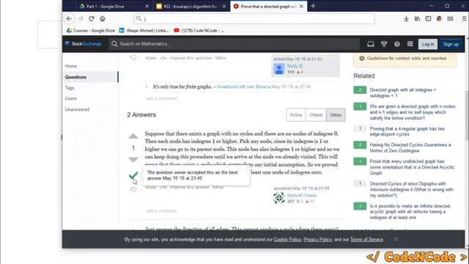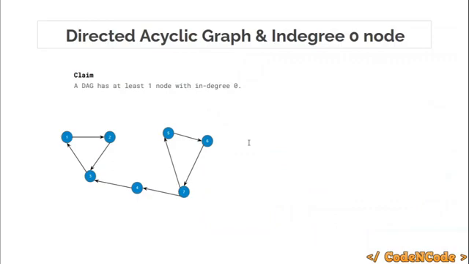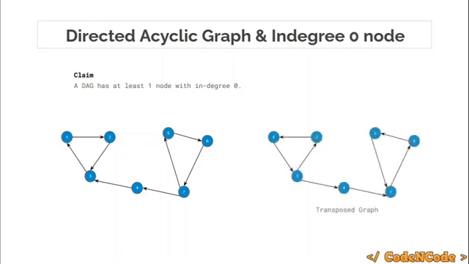And as you can see, this is an accepted solution, and this is a pretty straightforward proof by contradiction. So I'll be putting the link of that into the description, so you can go there and look at the proof. It is very easy to understand. You can go there and read the proof for this claim that a DAG has at least one node with in degree 0. Now this is a very important condition, and I'm going to show you why I have this.